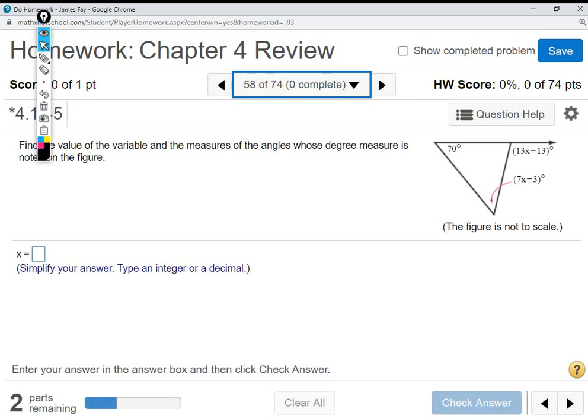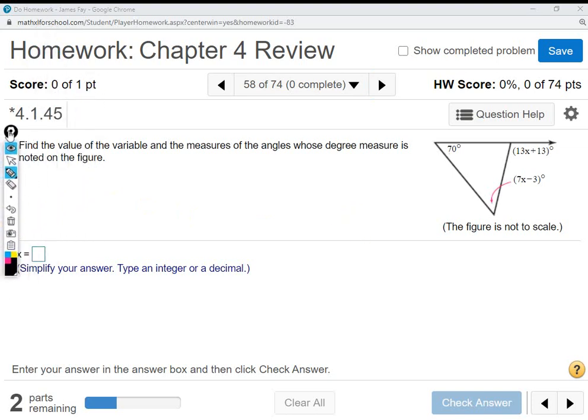All right, find the value of the variable in the measure of the angles whose degree measure is noted on the figure. Okay, so what I like to do from time to time is cyclical or spiral problems, meaning that this may not have come strictly from Chapter 4, but it might have been something like towards the end of Chapter 3. I think it's something, because it's going to come up over and over again throughout the year, that we need to be able to retain this information.